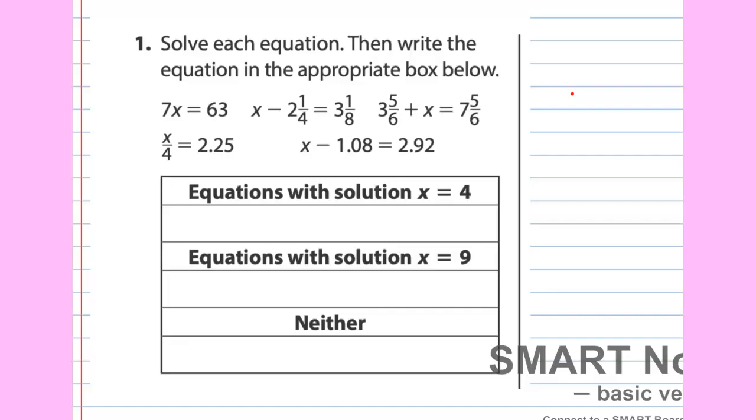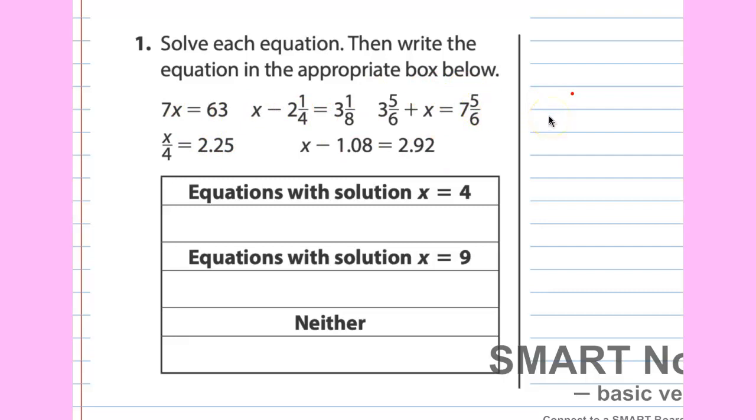We have question number 1: solve each equation, then write the equation in the appropriate box. There are equations here and there are solutions here. The solutions could be x equals 4, or x equals 9, or neither of them. There are two or more ways you could solve this problem. You could substitute the value into each of these equations, or you could just solve the equation.